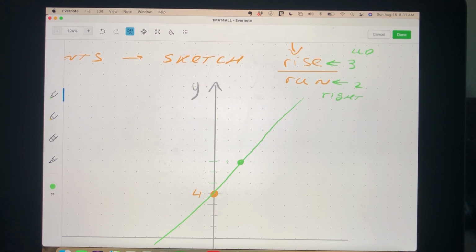Now, this point, if we wanted to label it, that's 4, 5, 6, 7. So this is 7, and this is 1, 2. So this point is (2, 7). And this point is (0, 4). Now, we could use the calculator to sketch the same diagram and check the points.